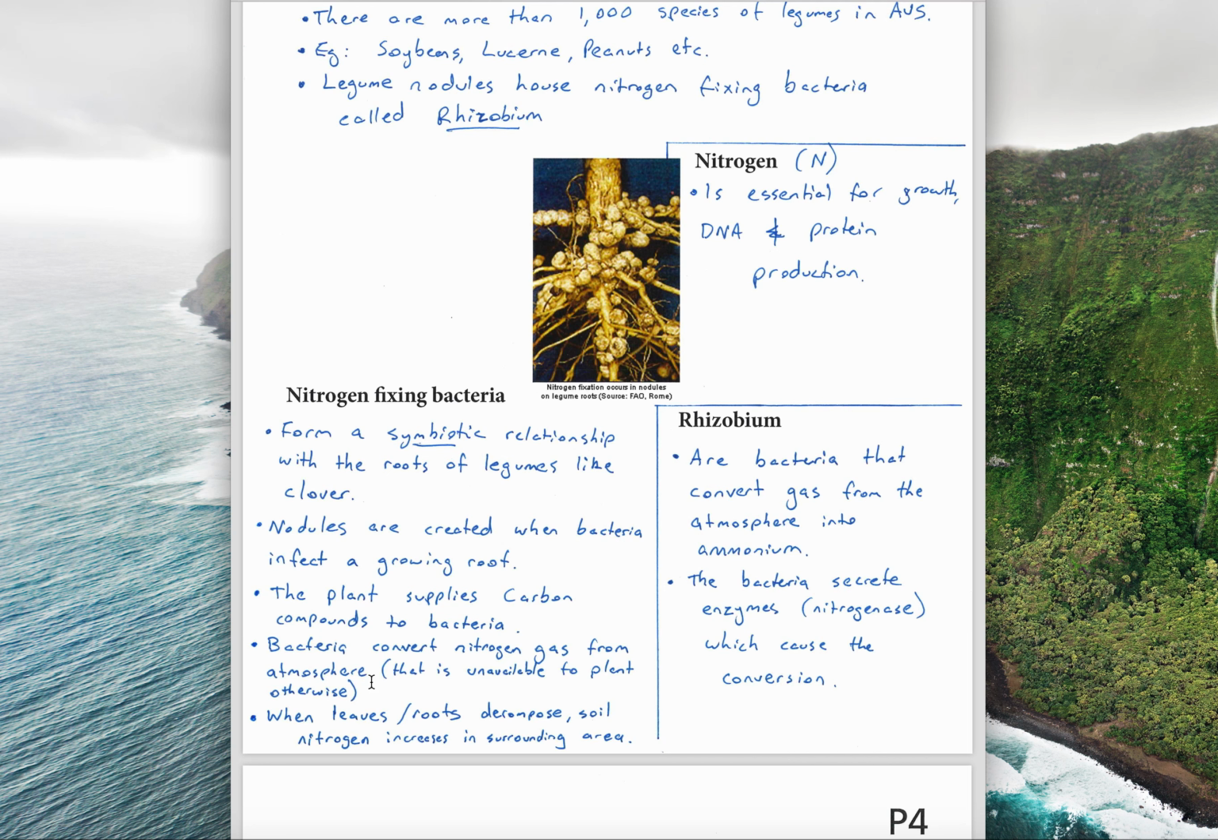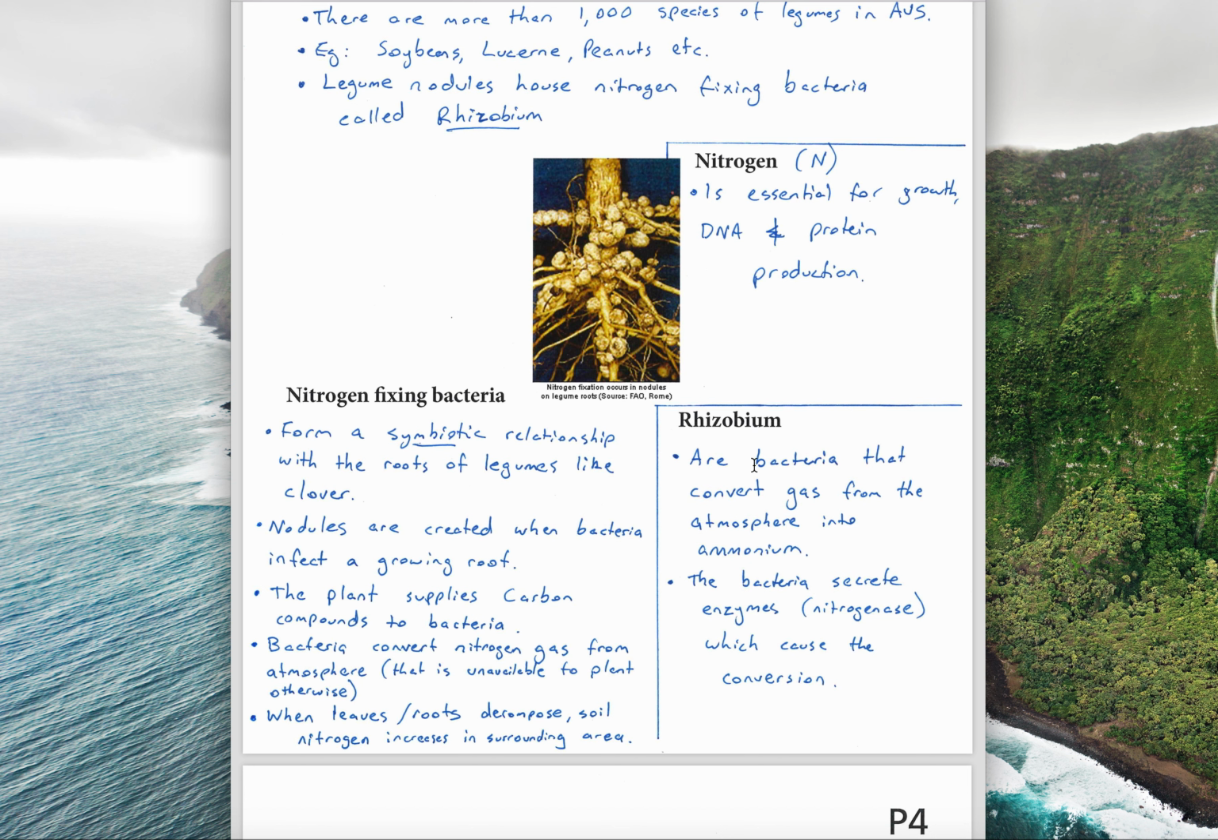So when leaves and roots of the legume decompose, the soil nitrogen increases in the surrounding area as the nodules on the legume break down in the soil. And so particularly we're going to look at Rhizobium, which is a bacteria, and this is the main one really that is a nitrogen fixing bacteria, and it is the one that's mostly found in legumes. So you need to really remember the name of this to write in an exam answer.